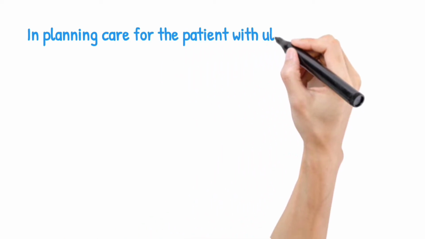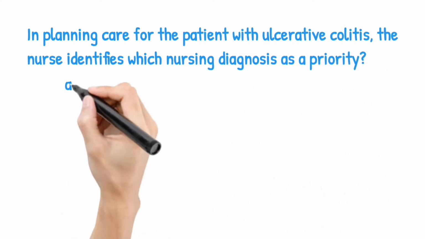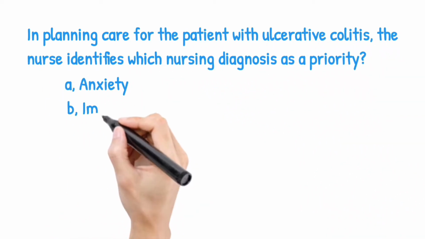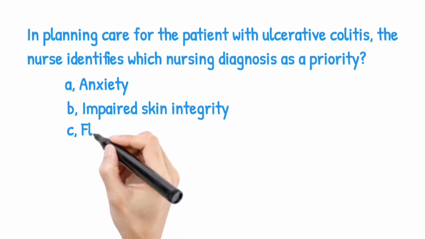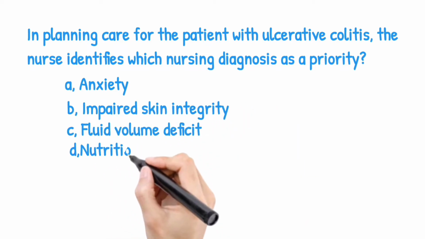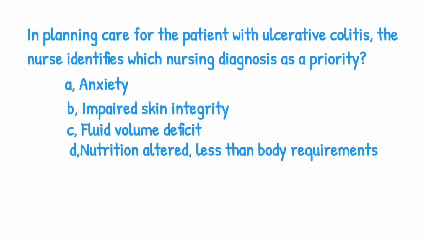In planning care for the patient with ulcerative colitis, the nurse identifies which nursing diagnosis is a priority. The options are A. Anxiety, B. Impaired skin integrity, C. Fluid volume deficit, D. Nutrition altered, less than body requirements. The answer is option C. Fluid volume deficit. Fluid volume deficit can lead to metabolic acidosis and electrolyte loss. The other nursing diagnoses in answers A, B, and D might be applicable but are of lesser priority.